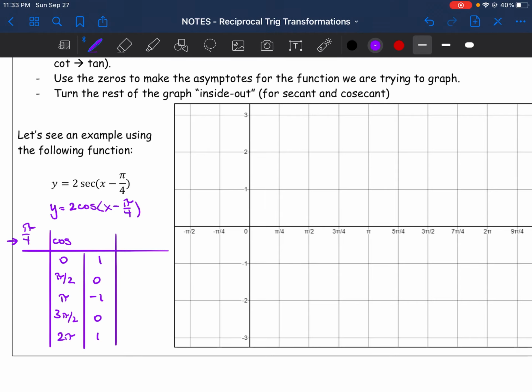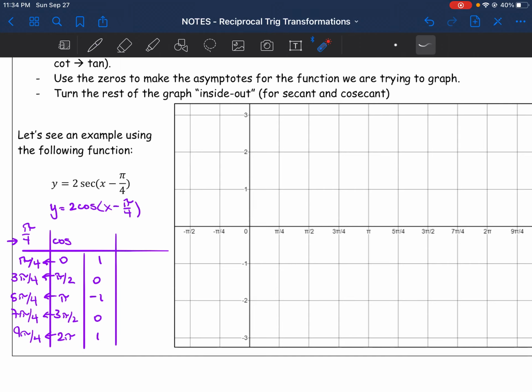If I shift 0 to the right by pi over 4, I get pi over 4. If I take pi over 2 and shift it to the right by pi over 4, I get 3 pi over 4. If I take pi and shift it right by pi over 4, I get 5 pi over 4. If I take 3 pi over 2 and shift it right by pi over 4, I get 7 pi over 4. And if I take 2 pi and shift it right by pi over 4, I get 9 pi over 4. This gives me the new x coordinates.